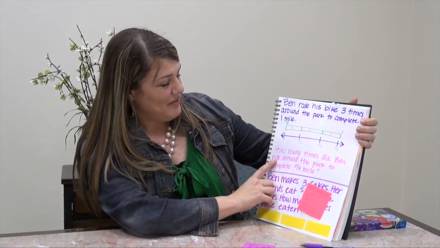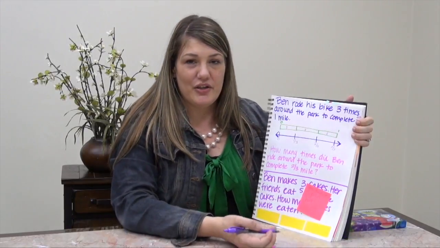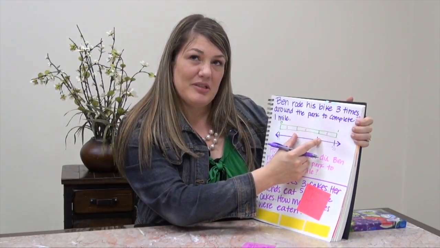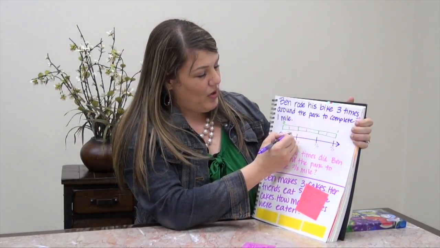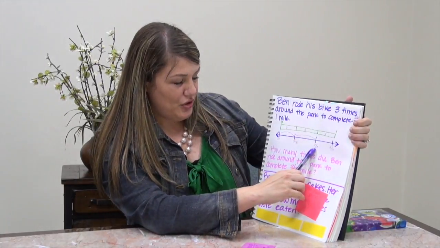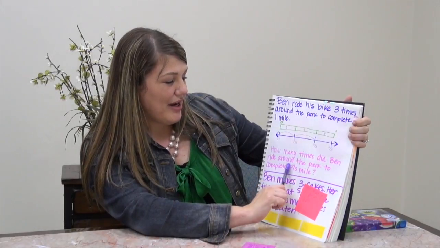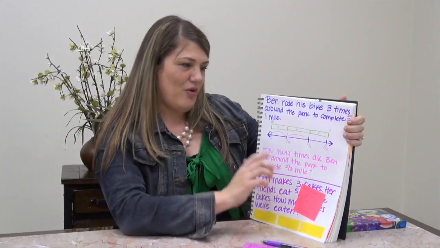So how many times did Ben ride around the park to complete 2/3 of a mile? Depending on your student's level, you might have to draw a picture, or have them use a manipulative or even a sticky note to go over that. So here would be 1 lap, 2 laps, which gets me to 2/3. He rode around 2 times to complete 2/3 of 1 mile.